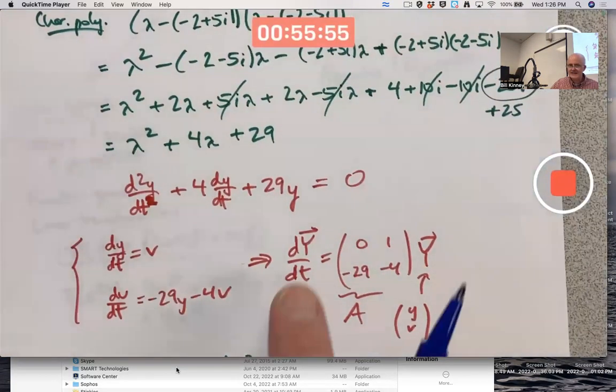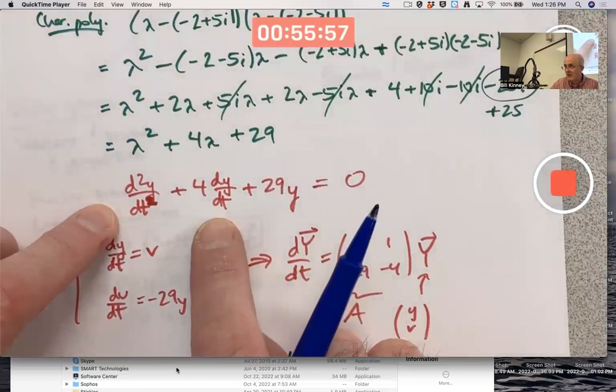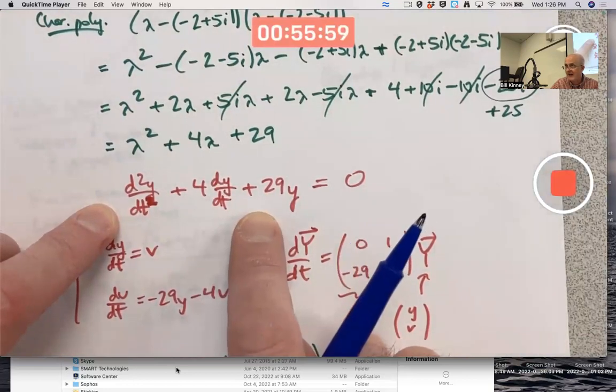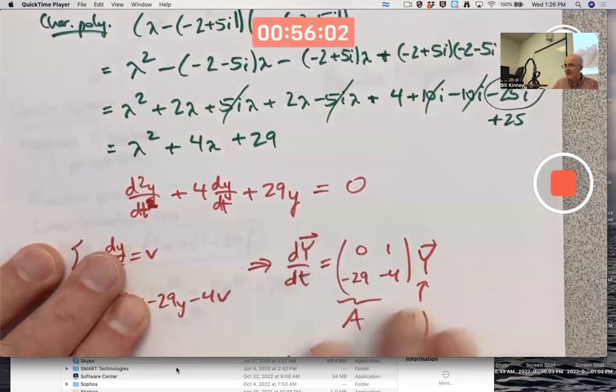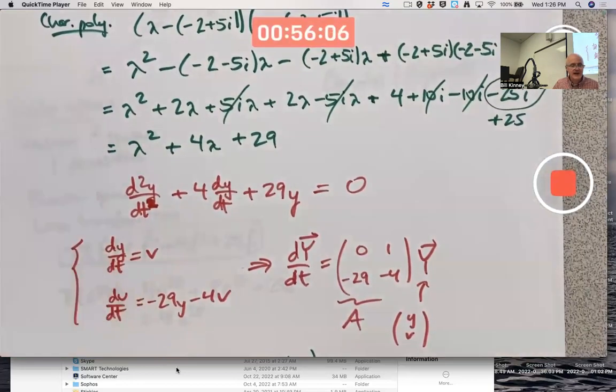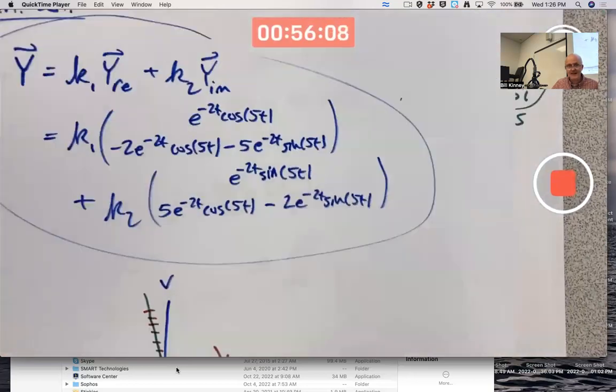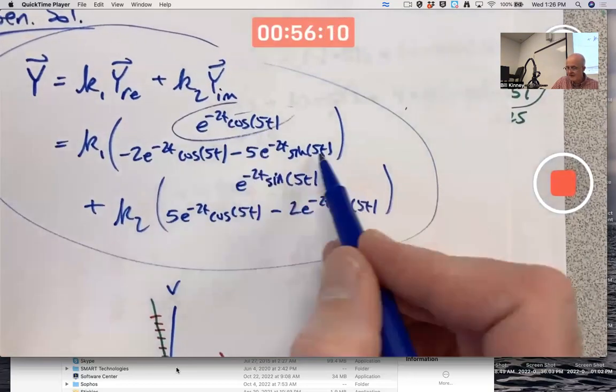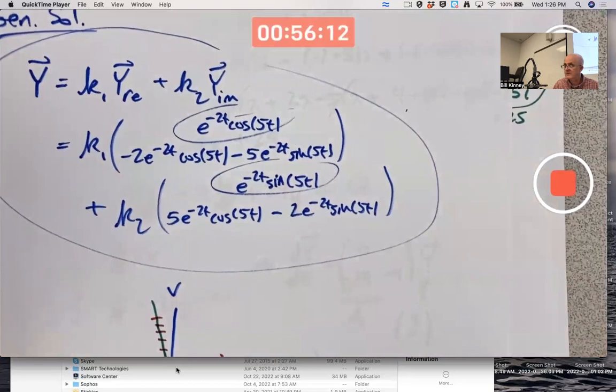If all I care about is a solution for little y, not vector y, but scalar little y, for the second order equation, I didn't care about the vector equations, I could still find the solution from what I did. Just take the first components and form a linear combination of those.